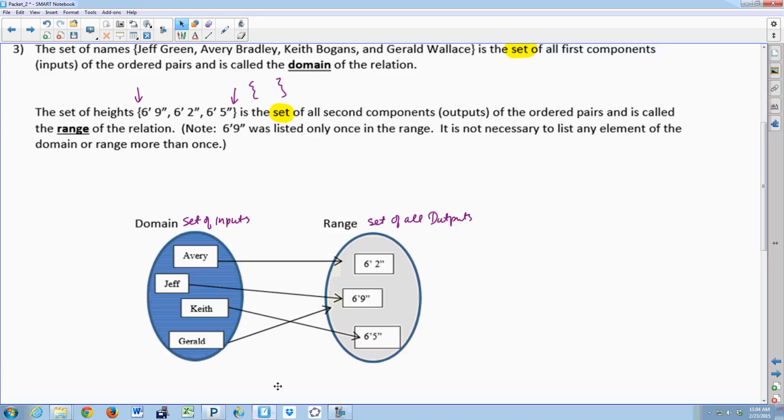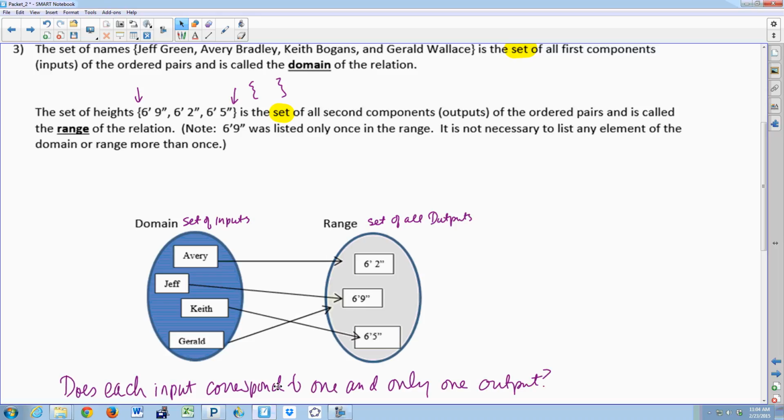So I want to ask the same question that I asked in the very first preview exercise. Does each input in this domain, does each input correspond to one and only one output? So let me write that down. Does each input correspond to one and only one output?